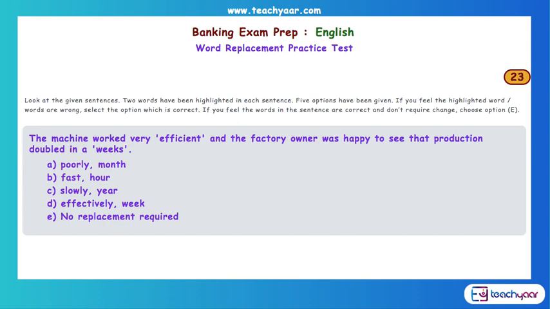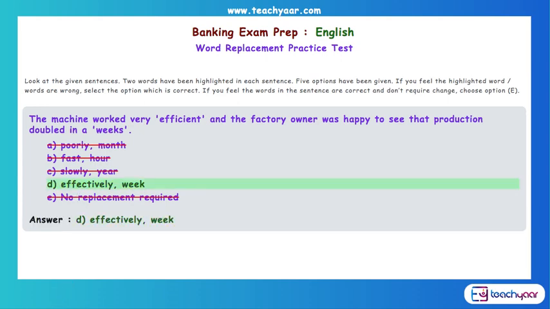The machine worked very efficient and the factory owner was happy to see that production doubled in a weeks. Efficient, worked very efficient. It should have been efficiently, it's a mistake. Poorly is wrong, fast is wrong, slowly is wrong, no replacement is wrong. Effectively and week, yes, that's the answer.